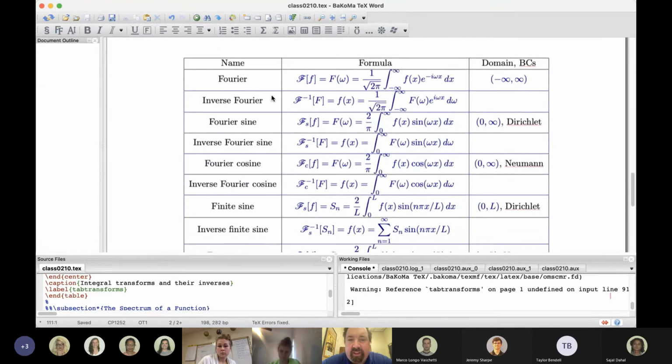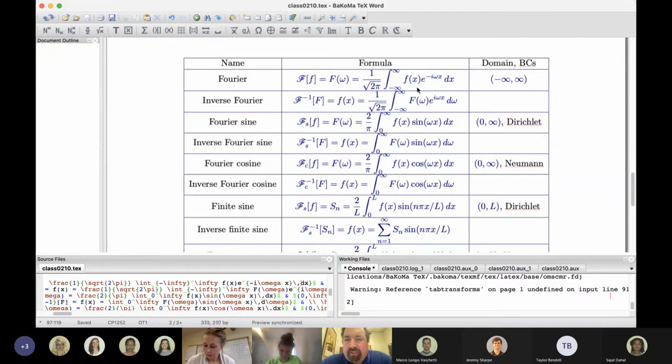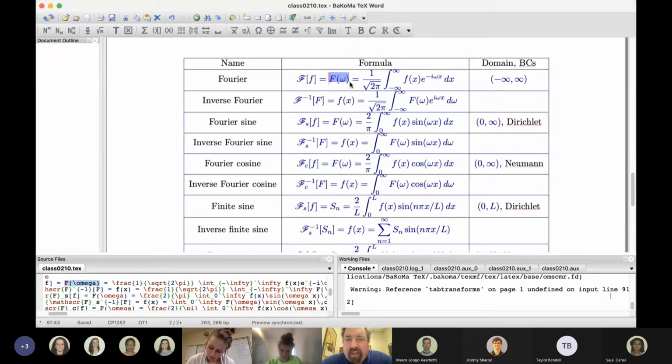Okay, so here we have the basic one, the Fourier transform of a function little f of x. So you're integrating from minus infinity to infinity. That times e to the minus i omega x. So notice it's complex. And this integral depends on the parameter omega. So your result is a function capital F of omega. So we say that capital F is the Fourier transform of little f. So if you are solving a PDE on the entire real number line, then this is a good transform to use.